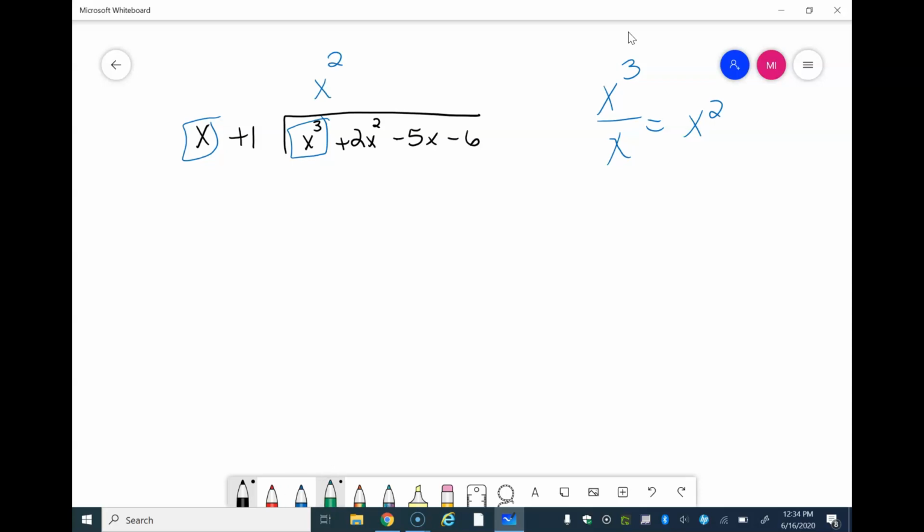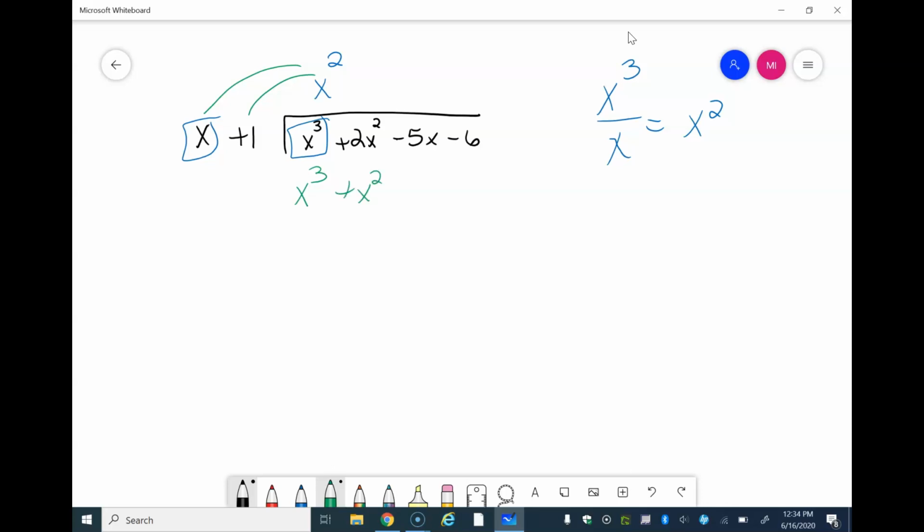Now we're going to distribute by multiplying to each part. So any time you get a term on top, you want to distribute by multiplying to both of them. So x squared times this x here will give us x to the third. x squared times this 1 is just x squared.